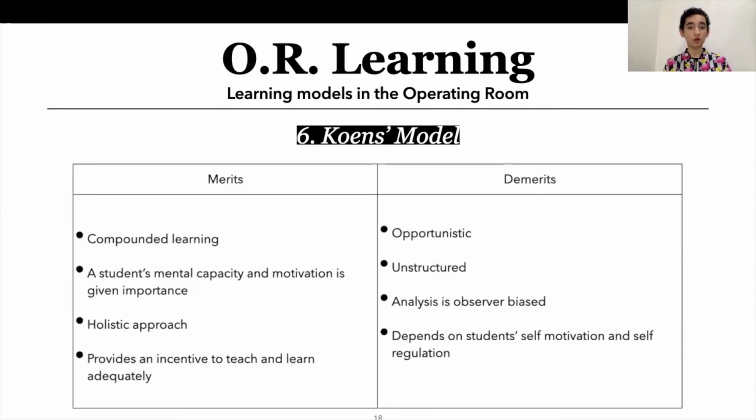The merits are that there's a compound learning effect, which is that what students learn in the physical dimension is reinforced by the semantic dimension and the commitment dimension. And then students' well-being and their mental capacity is taken into consideration. It follows a holistic approach. It looks at the student as a whole, the environment, the teacher, and then it also provides an incentive to teach and learn adequately. But again, it is a very opportunistic model. It's not structured, and the analysis could be observer biased. And it depends, again, on the student's motivation and self-regulation. It takes for granted that the student will be responsible.